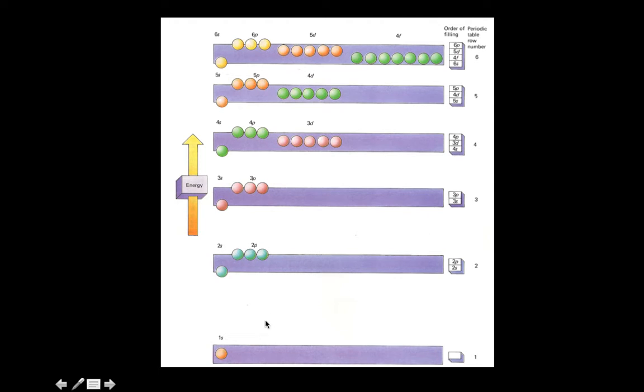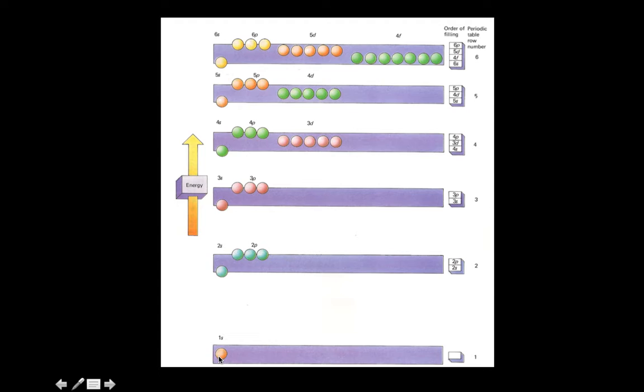Now, it turns out the s orbitals are spherical. Then when we get to p orbitals, we get 3, and then when d, we have 5, and then 7. So it goes 1, 3, 5, 7 as we go from s, p, d, and f.